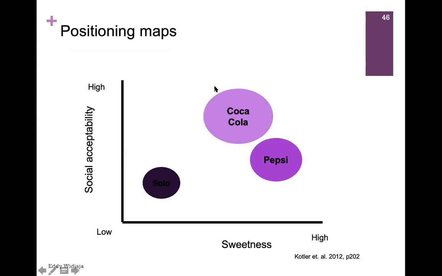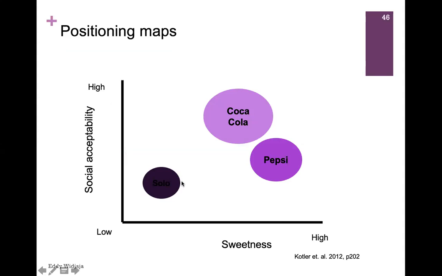This is basically the consumer's mind. Okay. So here, based on this map, we can say that the Coca-Cola company holds a large market share because the size of the bubble is the largest. And it is actually the leader in terms of social acceptability. And Pepsi, another global brand, is the leader in terms of sweetness.